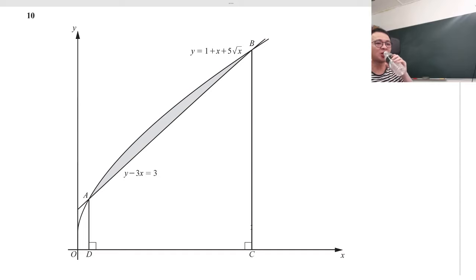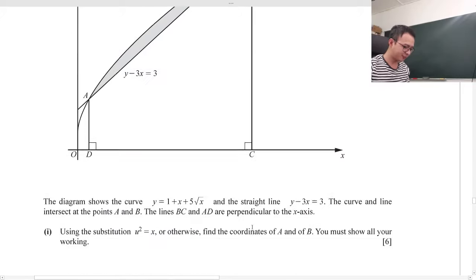Let's go to number 10. For those students who worry about relative velocity, I have so many relative velocity videos. You can always go to my YouTube channel and type relative velocity. You should be able to get about 7 or 8 relative velocity videos, so you can check it out.